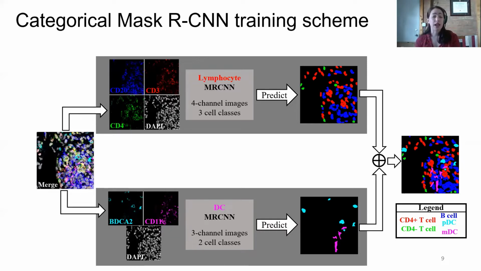and that's for the ground truth, as well as the network uses that DAPI. And then we also have our dendritic cell arm. So we have our BDCA2 to stain our PDCs, our CD11C to stain our MDCs, and then DAPI for our confirmation that that is a cell body. After training each of these algorithms, we predict and then combine the predictions to get our 5-class instance segmented image on the right.